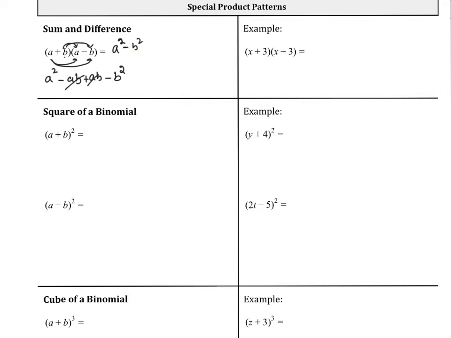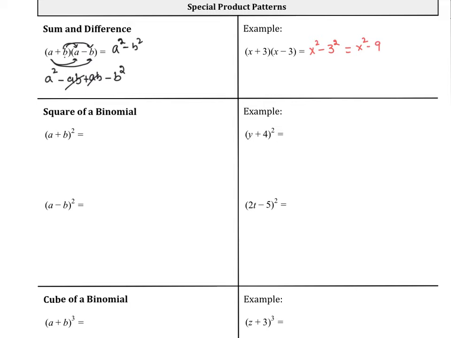So now you're going to solve x plus 3 times x minus 3 using this pattern. And just think like that if x is a and 3 is b, then your answer should be x square minus 3 square because it is a square minus b square. So your answer is going to be x square minus 3 square. Or you can also write this as x square minus 9.